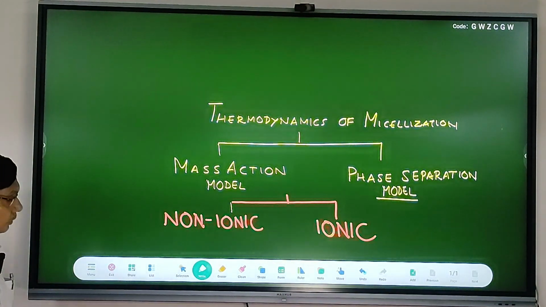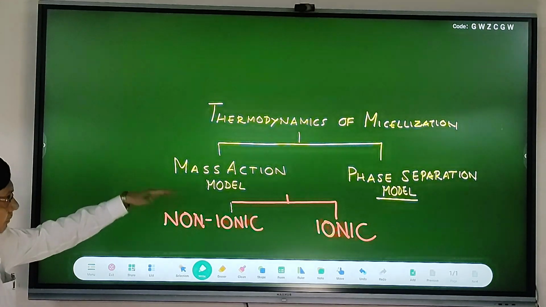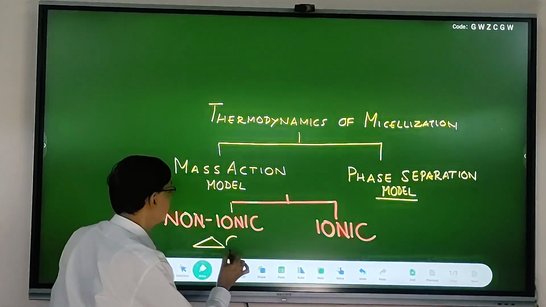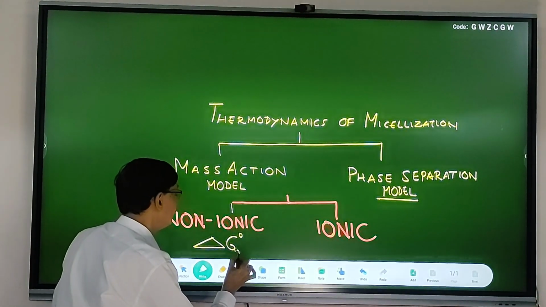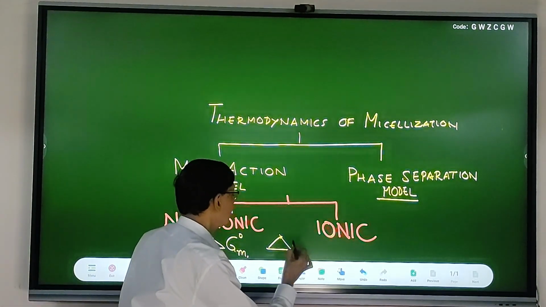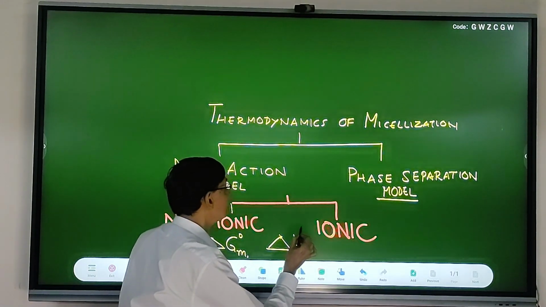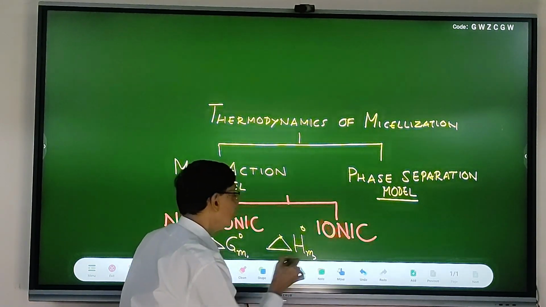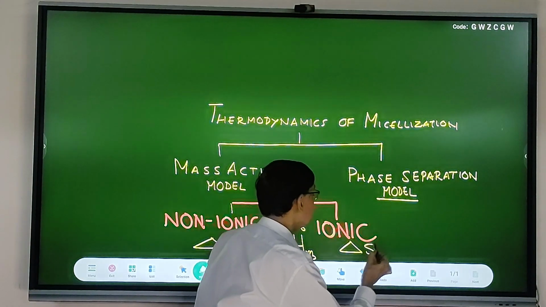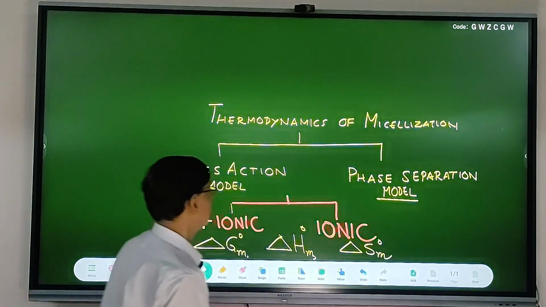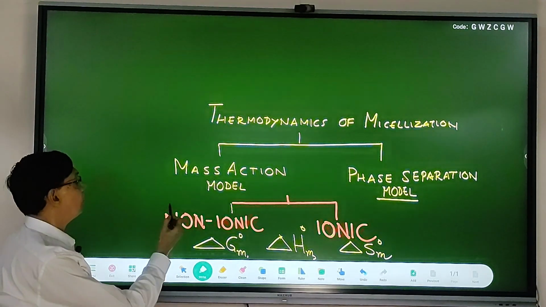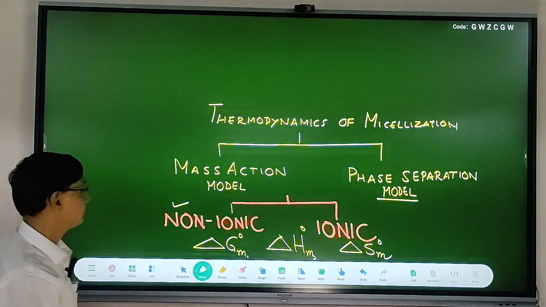And what would be the application? With the help of this model, we can calculate first the standard free energy of the micellization. We can calculate the standard enthalpy of the micellization as well as standard entropy of the micellization. So let me start with this first, the mass action model for non-ionic surfactant.